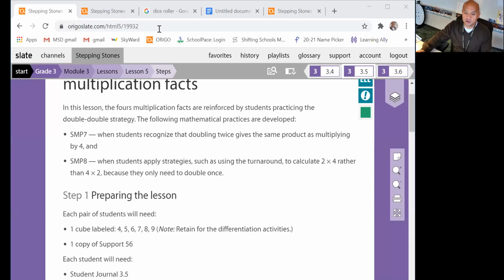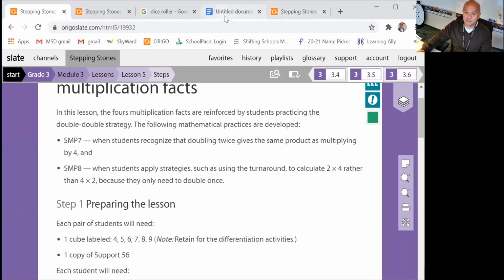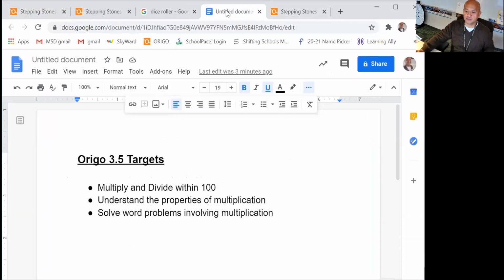Okay, and I want to go over, can you guys see that? Fine. Okay, I want to go over our targets right now. Today we're gonna multiply within 100. Actually, we're not gonna divide. Let me erase that. We're just gonna multiply within 100. We're gonna understand properties of multiplication, and then we're gonna solve some word problems involving multiplication.